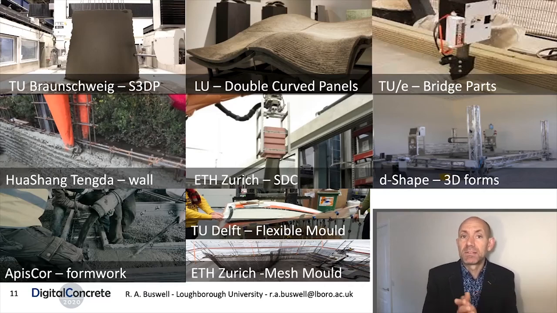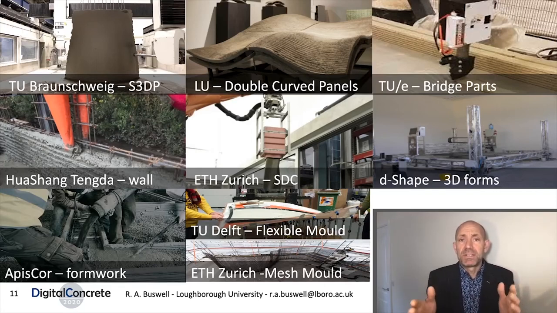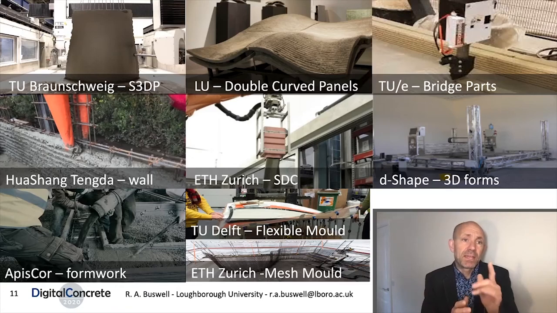SDC here, or smart dynamic casting, is a sort of continuous micro slip forming approach for the manufacture of columns and beams. And D-shape is a large scale 3D printing method, as we've mentioned. And the example from Apiscor here, they use extruded mortar in the construction of walls. And in this example, they've used the extrusion to create a permanent formwork that is then used for casting conventional concrete. And the flexible mold and mesh mold approach I described earlier.